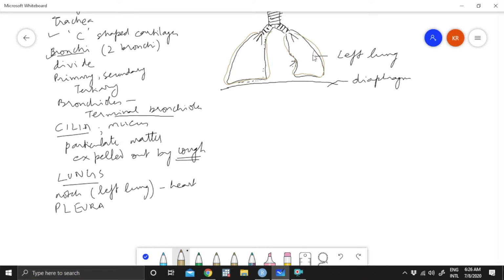This left lung will be divided into two lobes, and this right lung will be approximately divided into three lobes. So these are lobes.